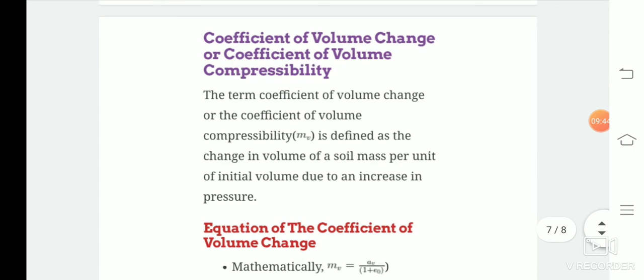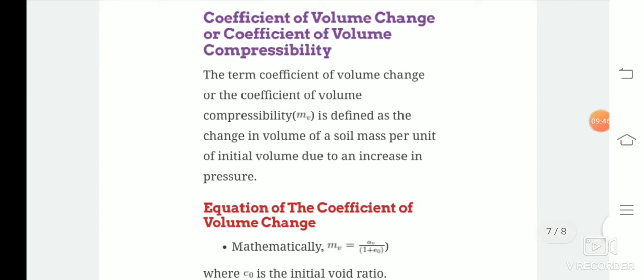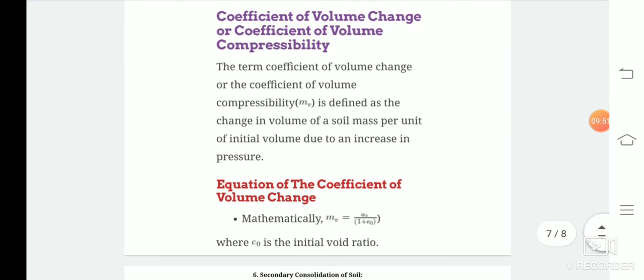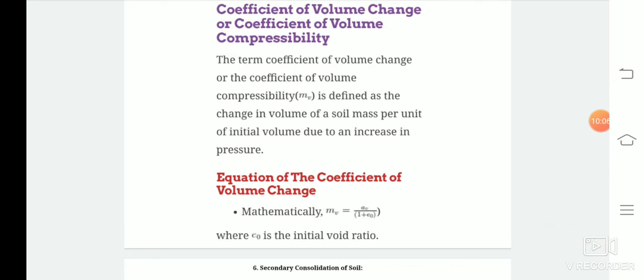Next we come to the coefficient of volume change or coefficient of volume compressibility, indicated by mv. What is its definition? The coefficient of volume change or coefficient of volume compressibility is defined as the change in volume of the soil mass per unit of initial volume due to an increase in pressure. That means, what will be the change in void ratio with change in pressure in comparison to the initial volume of the sample.